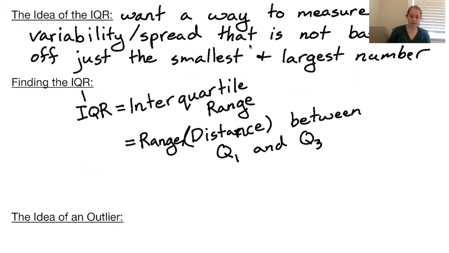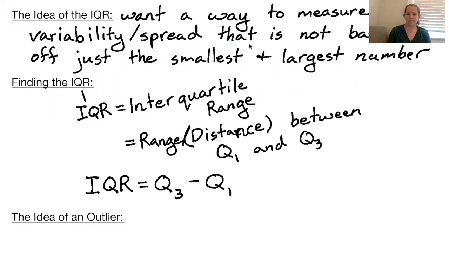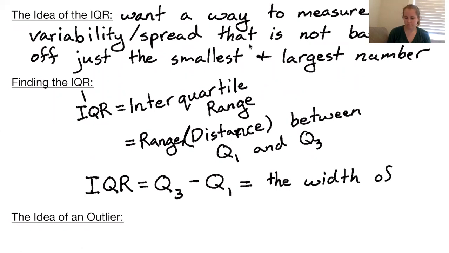So to find the IQR, we simply do Q3 minus Q1. That'll give us the distance between Q1 and Q3. In terms of the box plots, this is literally the width of the box in the box plot.